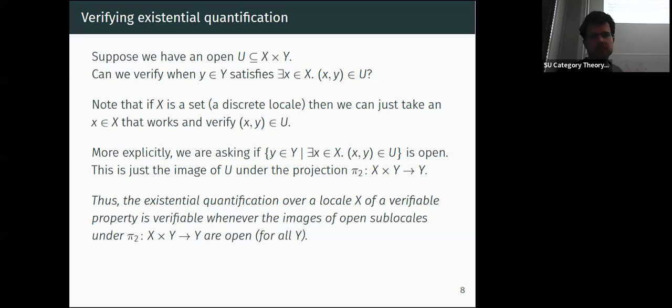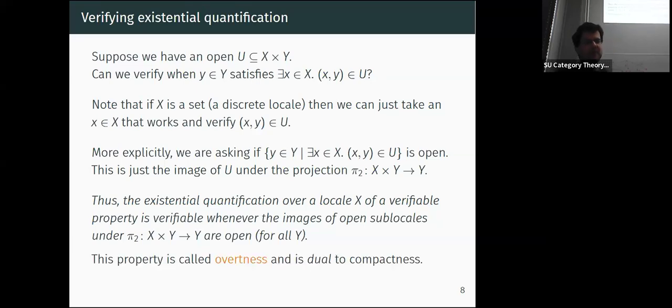Okay. And when is this true? Well, if this is the case, we say that X is overt. So this is like a dual property to compactness. For compactness, we said it must be a closed map. Here we say it must be an open map. You've probably never heard of overtness before, but now I'm telling you it's a property like compactness, so it's very important, at least as important as compactness, perhaps.